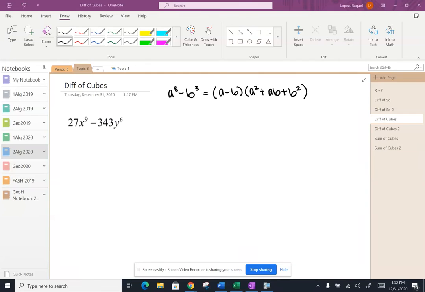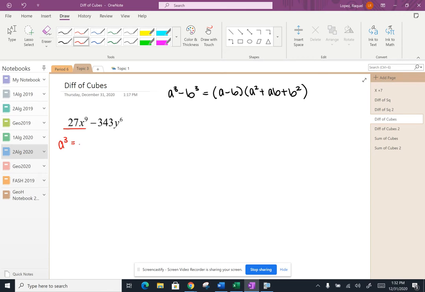Hi, Algebra 2. In this video, we'll be going over an example of how to factor when we've got a difference of cubes. The first thing we want to do, very similar to when we've got a difference of squares, is identify what a cubed is and what b cubed is so that we can figure out what our a and b are. So if I'm looking at this first term right here, that's going to be my a cubed.